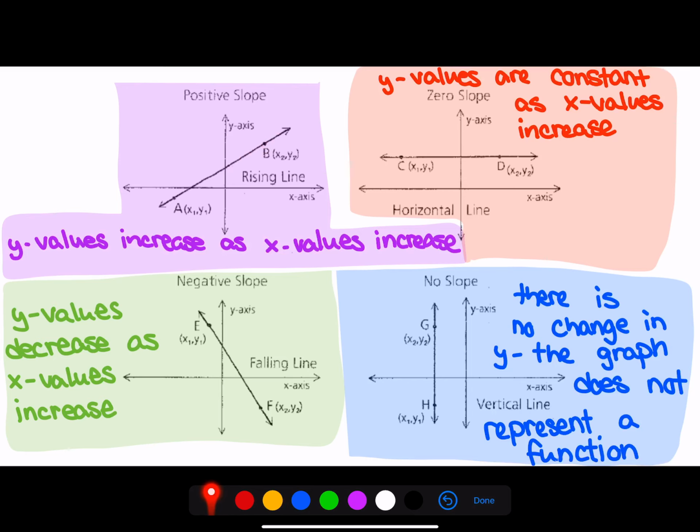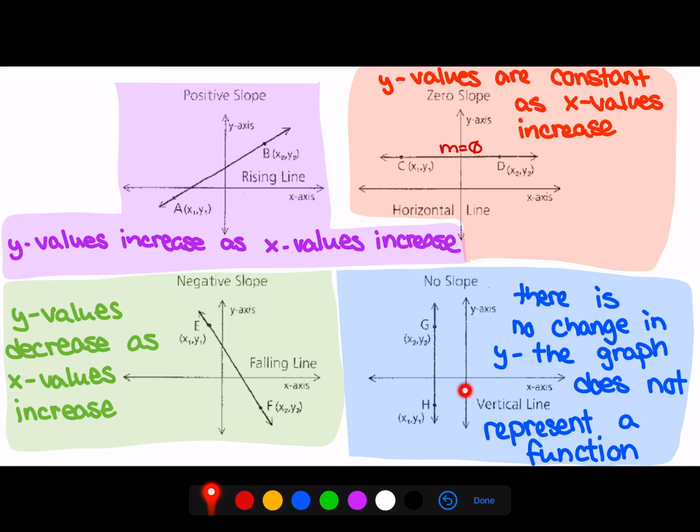A zero slope is that y values will be constant as x increases. As my x values get larger, y does not change, it stays the same. So this would be a slope of 0, m equals 0 here. Next, we have a negative slope, so y values are decreasing as x values increase. So as I move further right, as my x values get larger, my y values become more negative. They decrease in value.